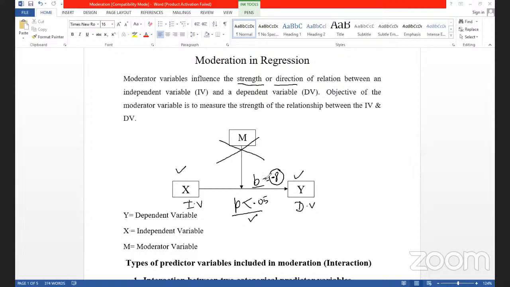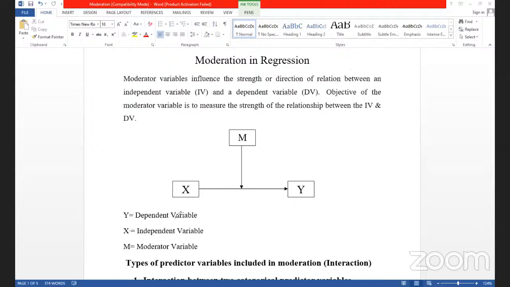It means if before the moderator variable the strength is 0.5, then with the presence of the moderator, it may decrease to 0.23. And second, if the relationship is positive, with the presence of the moderation it can change the direction of the two variables, meaning it may become negative.